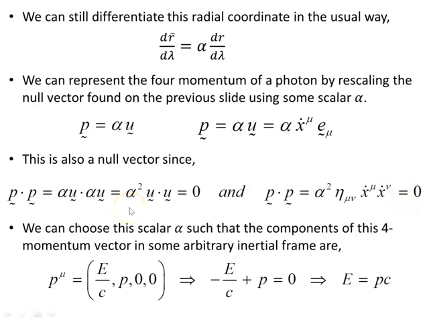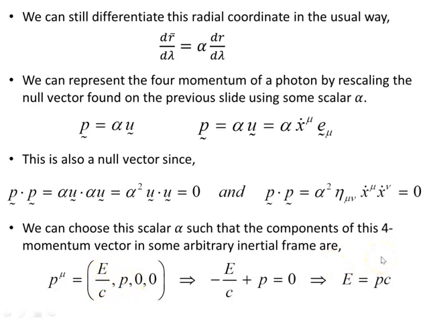Now, we can choose this scalar alpha such that the components of this four-momentum vector in some arbitrary inertial frame are, I should have had squares on these. My apologies. What I'm trying to get at there is that E is equal to P times c, so E is P times c. And so we have this constant in the first place, constant in the second place, 0, 0 elsewhere, so it doesn't change. If you put E equals pc into here, the c's cancel and you've got p, p.